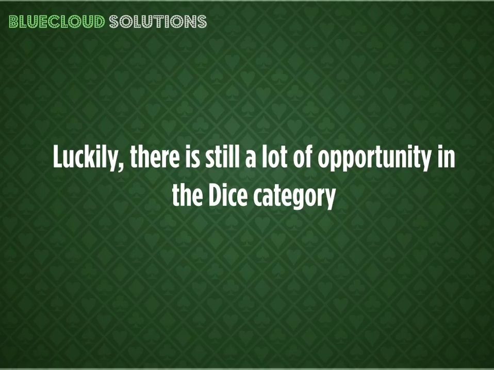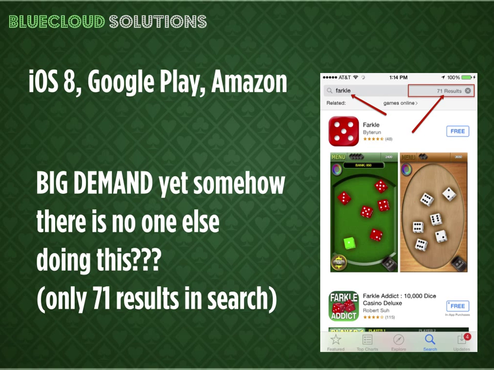And what I mean by that is, when you search on your phone things like bingo, you're going to get 5,000 results. And when you type in something like Farkle, there's only 71 results. And I launched this, and I'm up to number 23 or number 33 for iPhone. I mean, that's awesome, right? And there's clearly a big demand here. People are seeking this out, but no one's done this yet.